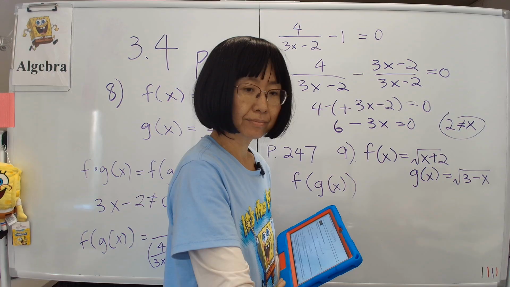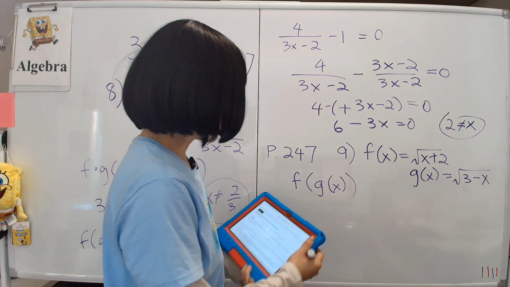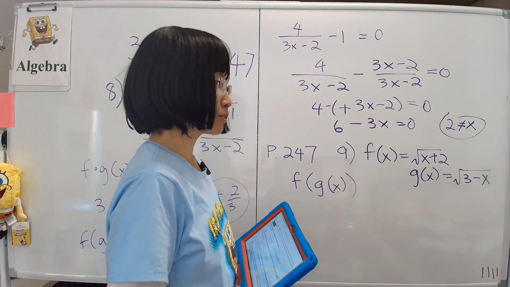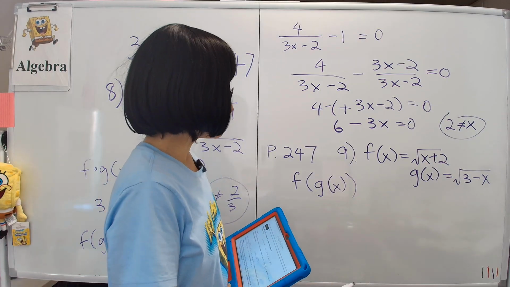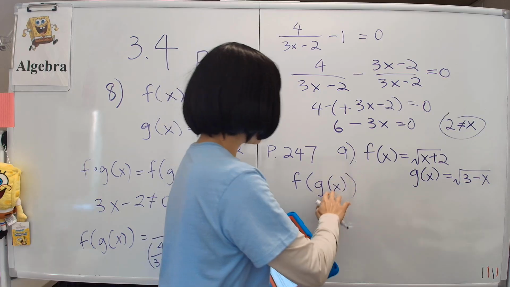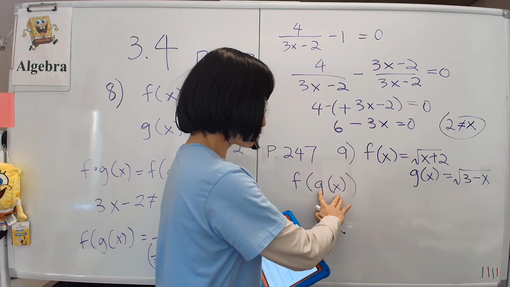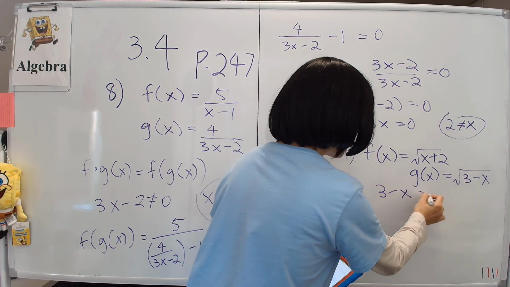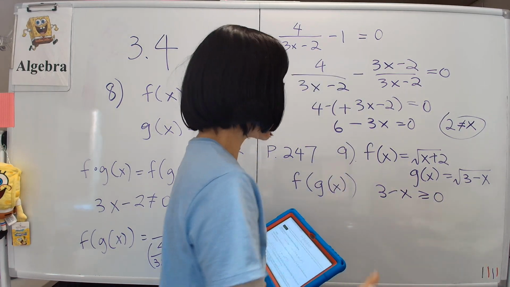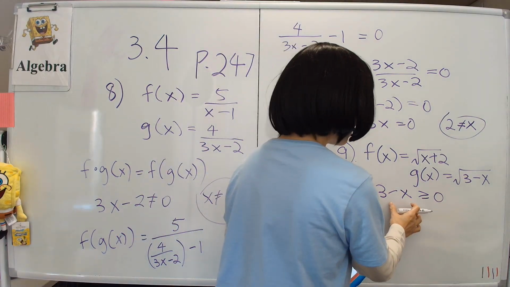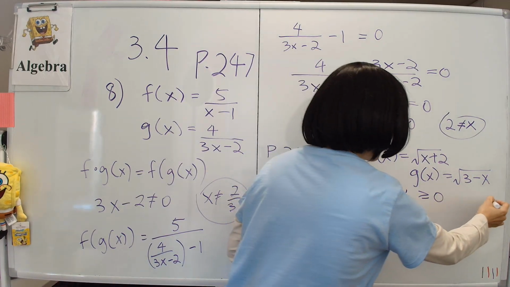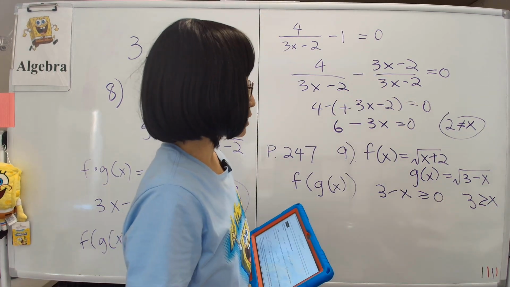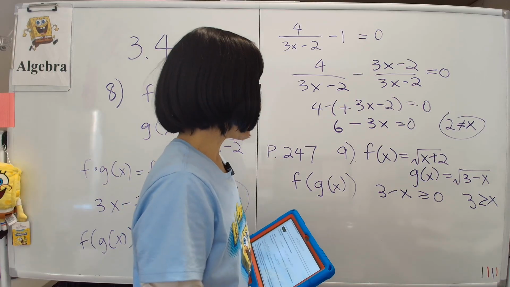Let me write it down. So let's look at example 9 on page 247, where f of x is the square root of x plus 2, and g of x is the square root of 3 minus x. Now, anytime we have a square root, let's have the conditions out. Because g of x is what we consider first, the first condition is 3 minus x has to be bigger than or equal to 0. Equal to 0 is okay, negative is not. When you solve this inequality by pushing x to the other side, that means 3 is bigger than or equal to x, or x is smaller than or equal to 3. That would be one condition.